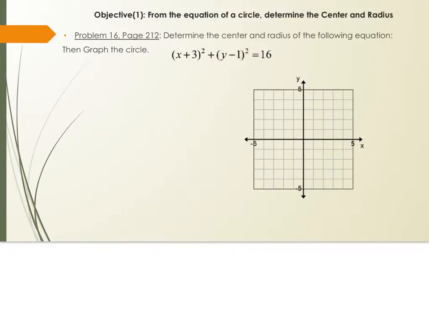So our first objective is, from the equation of a circle, determine the center and the radius. So in problem 16 on page 212, determine the center and radius of the following equation, then graph the circle. I want you to pause the video right at the moment and see if you can find the center and radius, and then graph the circle.